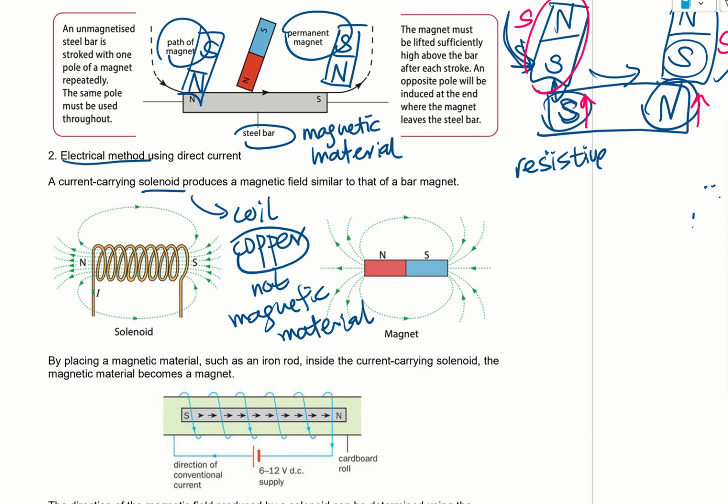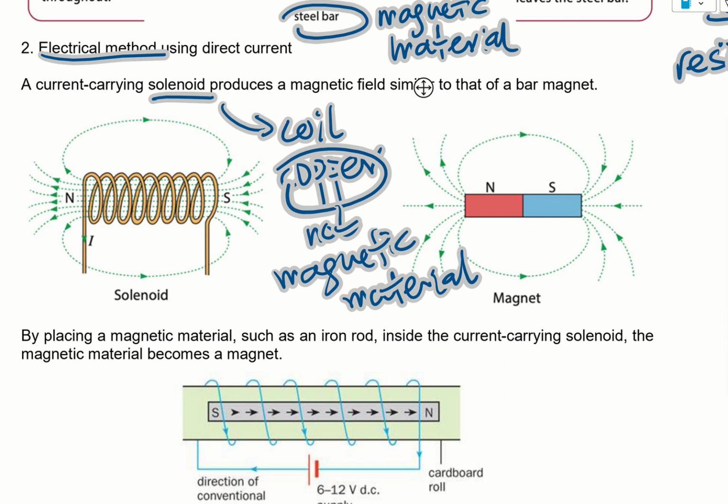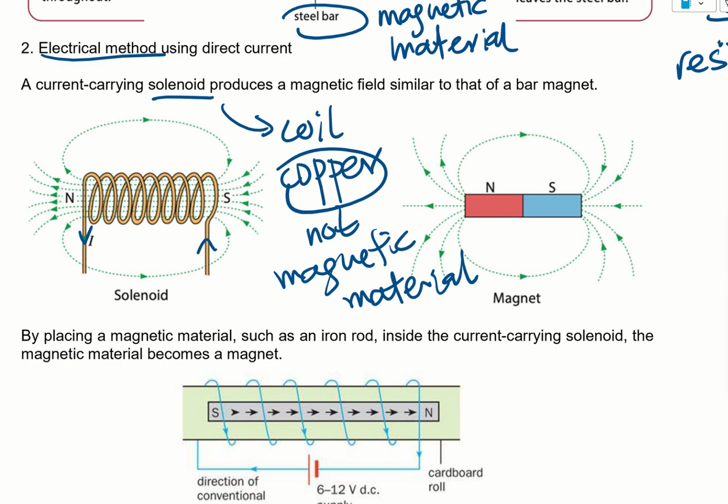It's just that the current will flow in this copper wire. Because copper is a good conductor, but I stress that it is not a magnetic material, the current will flow. So the thing about this is that when current flows, it will produce a magnetic field.